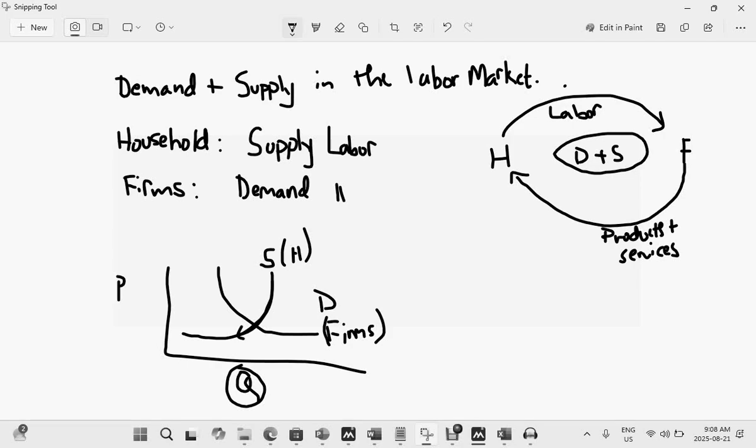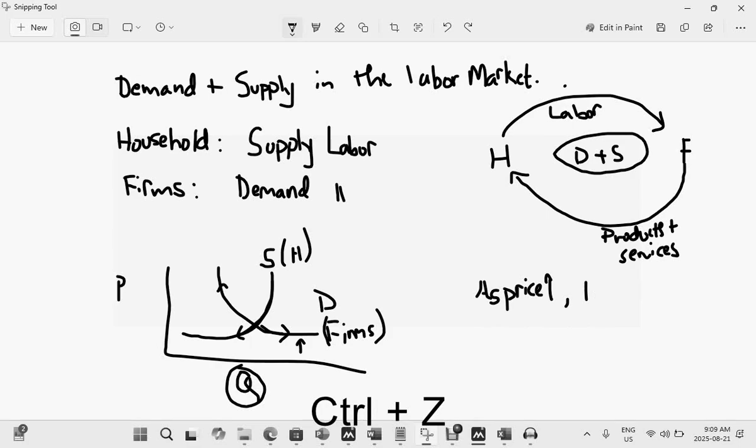Now when it comes to demand on the other side, as the prices go up, as the cost of production, as the cost of hiring a worker goes up, this is your demand over here. So as price goes up, demand will go up as well. Demand is directly proportional to price. And as the price goes down, as the cost of production and cost of hiring a worker goes down, your demand for workers from the firms will go up.